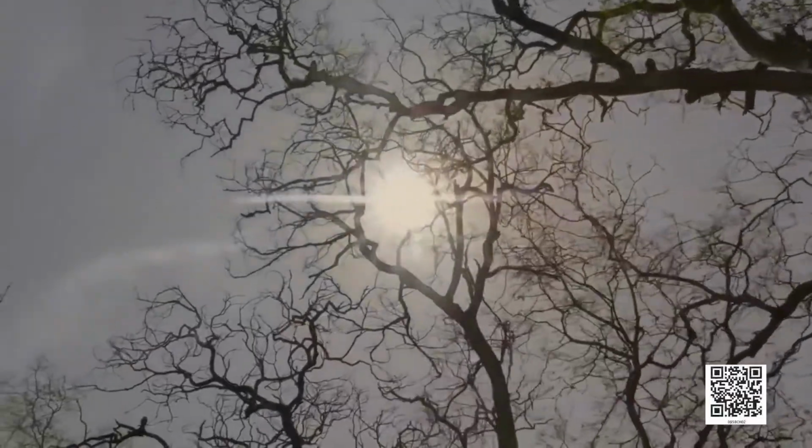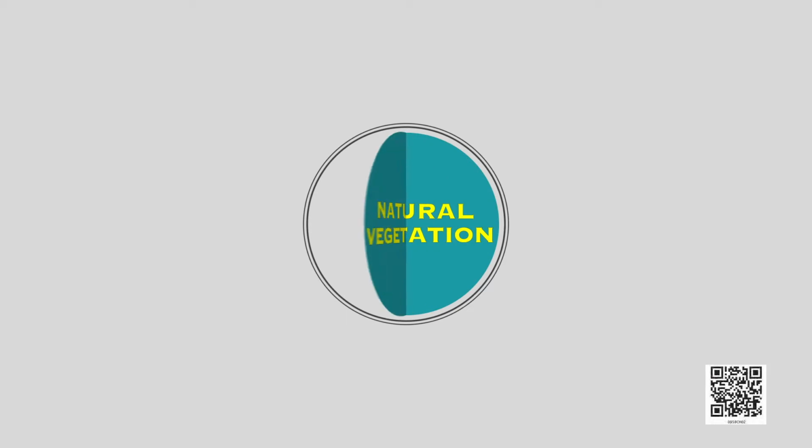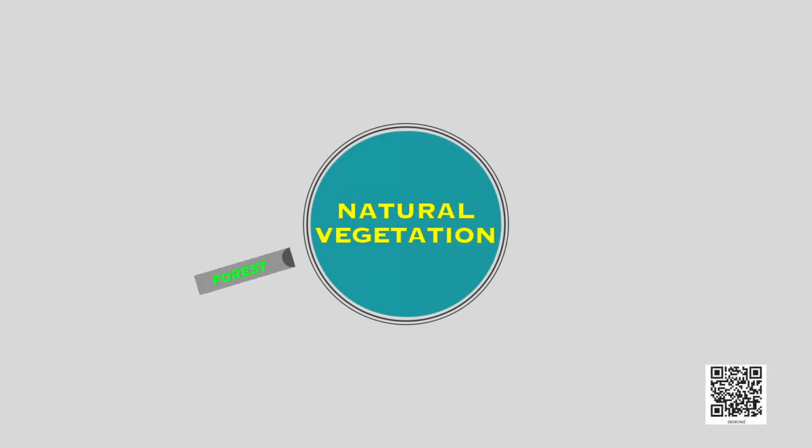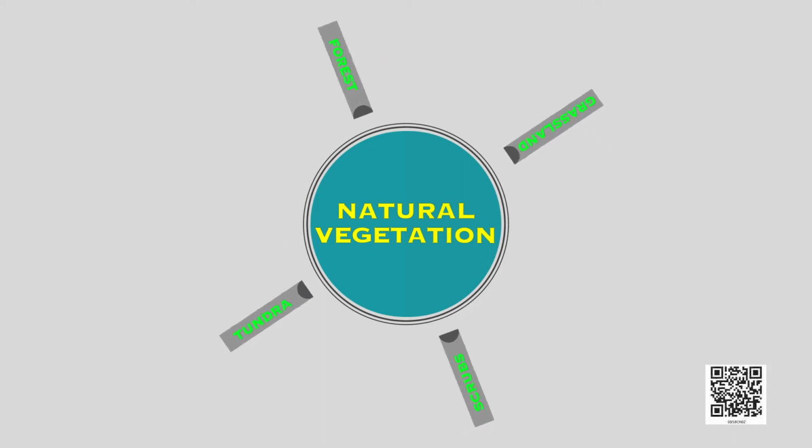Students, now we will discuss the distribution of natural vegetation. Growth and distribution of natural vegetation depends on various factors like temperature, moisture and relief. These factors influence various types of vegetation. The major vegetation types of the world are grouped as forest, grassland, scrub and tundra.